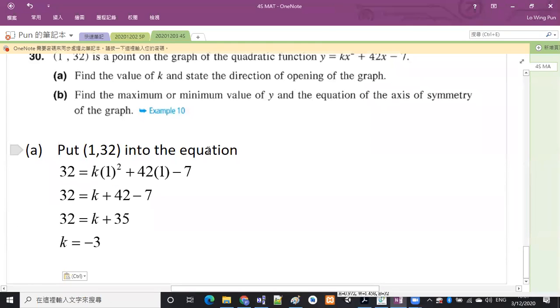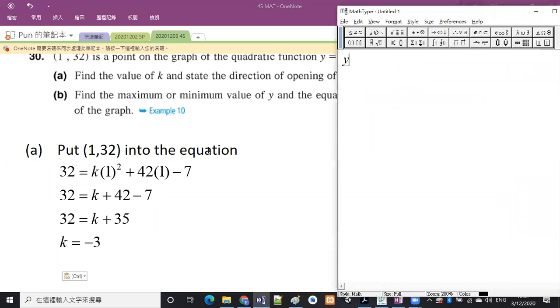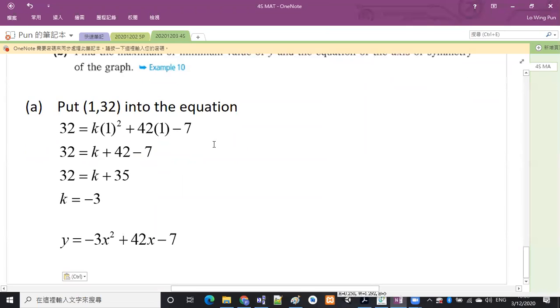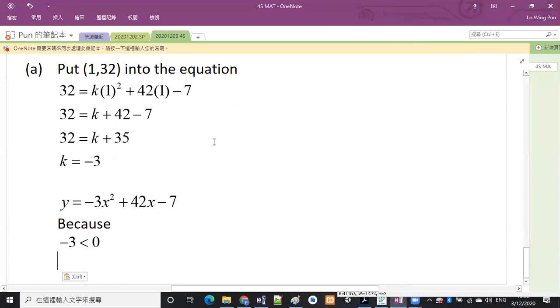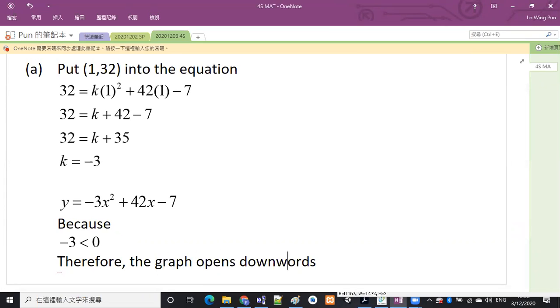Okay, like this. So if k is equal to -3, then the function will have no more unknowns now. y will be equal to -3x squared plus 42x minus 7. Okay, and because -3 is less than 0, therefore the graph opens downwards. Okay, a is negative, then the graph opens downwards.